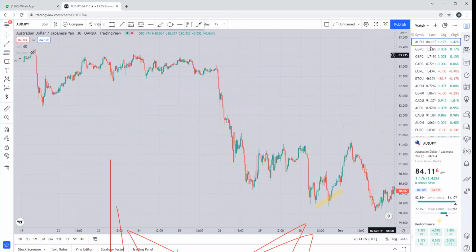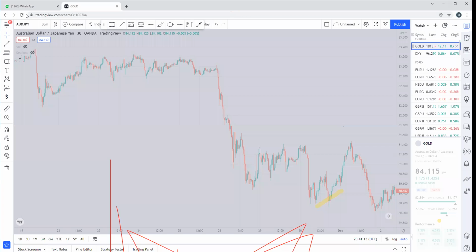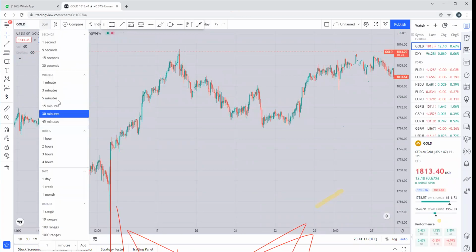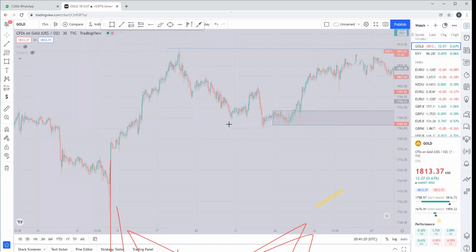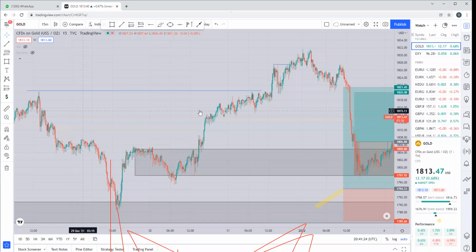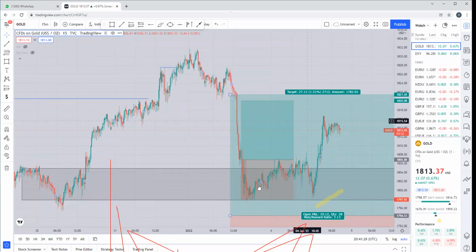Let me go to gold. Let me show you. Most of the time, what I use is the 15-minute time frame. I come to the 15-minute time frame to check out this stuff. I was in this gold. It took me out, but I re-entered again. I think I shared it on my group status. I was in all this move, all this buy move.